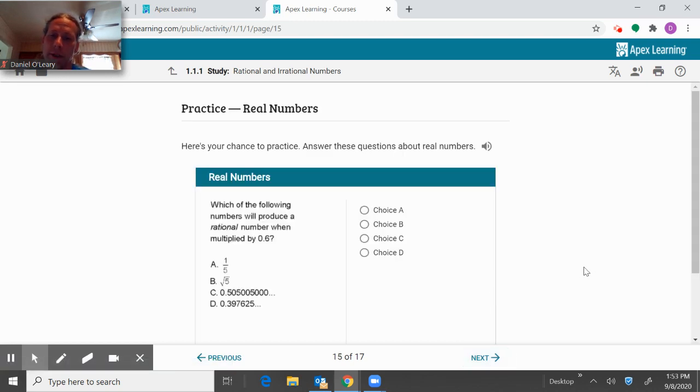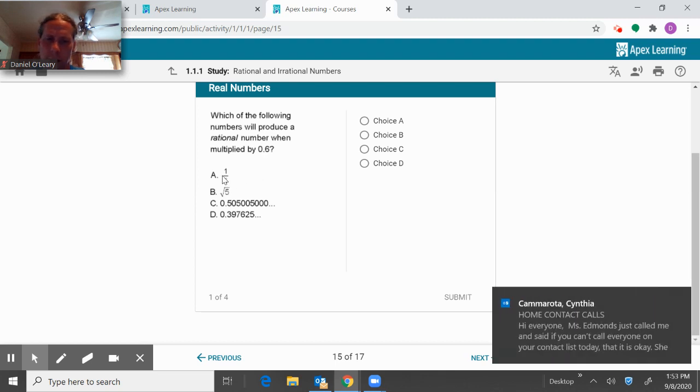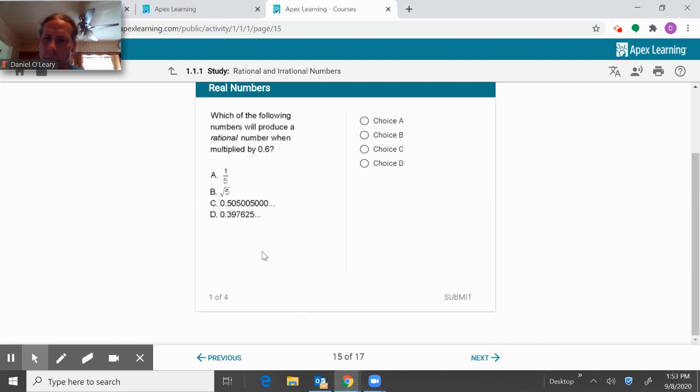Here's your chance to practice. Answer these questions about real numbers. It's got 4 questions here. Which of the following numbers will produce a rational number when multiplied by 0.6? In other words, if you were multiplying these numbers times 0.6, which of these would give you a rational answer, one that would end, not have that repeating decimal forever and ever and ever? And again, 4 questions there.